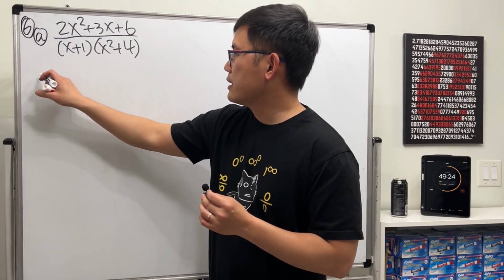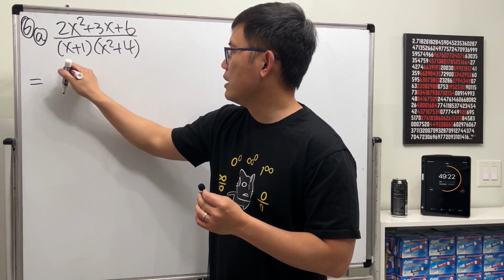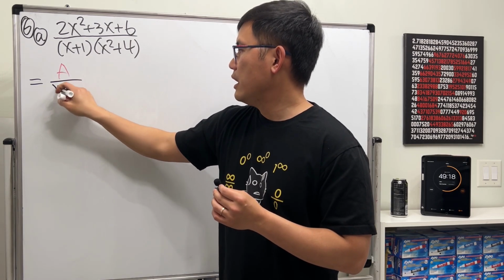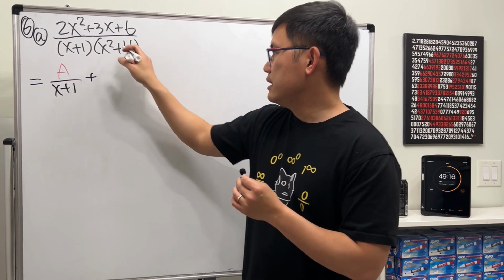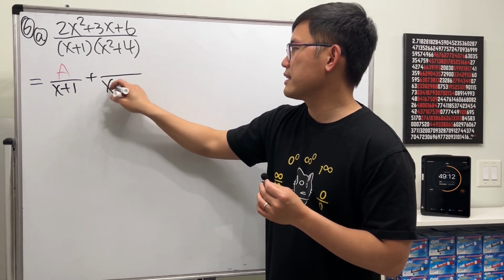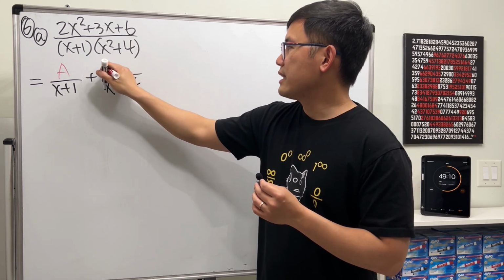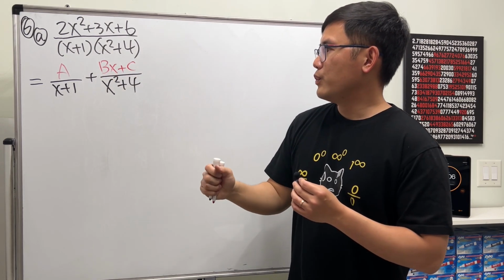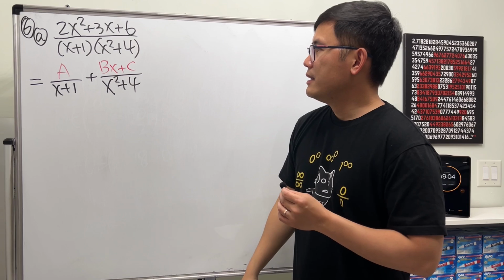All right, so I'll show you guys the breakdown. Because this factor is linear, it's just some number a over x plus 1. And then this factor is an irreducible quadratic, so you just write it as x squared plus 4. And the top is going to be a linear, so bx plus c. We have to solve for a, b, and c.